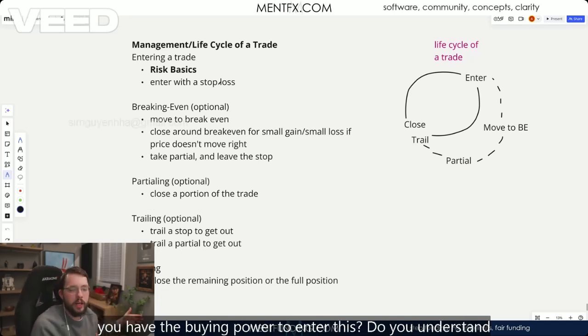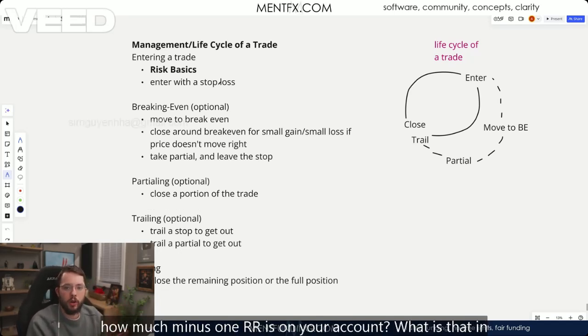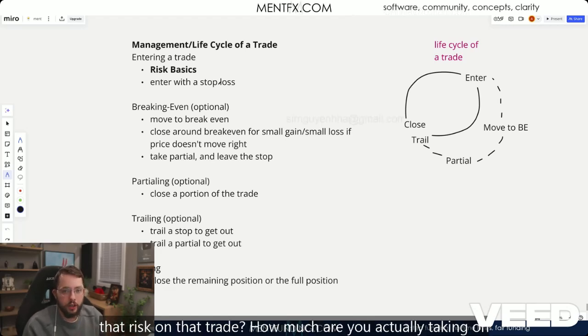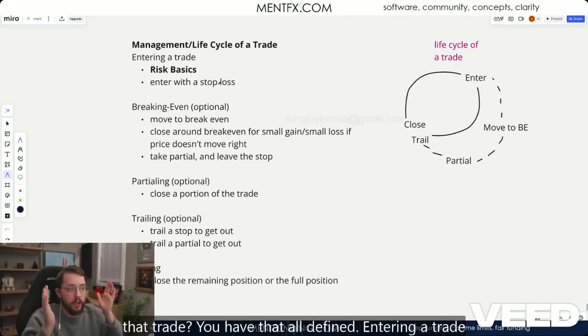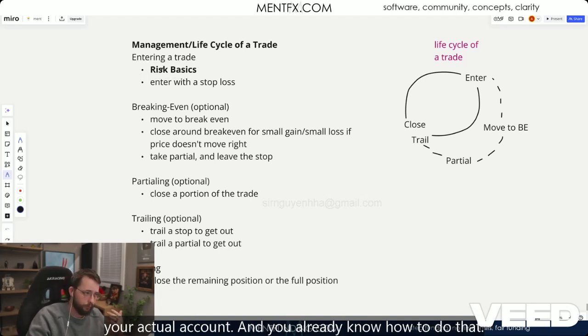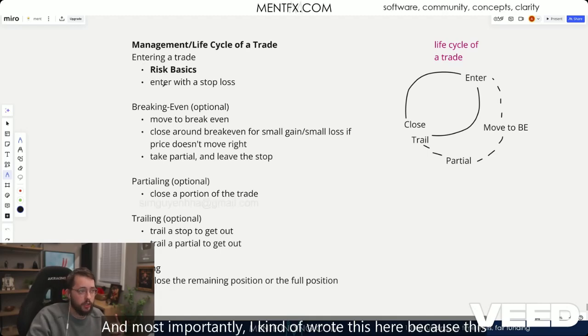You need to understand: do you have the buying power to enter this? Do you understand how much -1 RR is on your account? What is that as a percentage of your account? How are you taking that risk on that trade? How much are you actually taking on that trade? You have that all defined. Entering a trade simply comes down to knowing the risk basics associated with your actual account, and you already know how to do that.